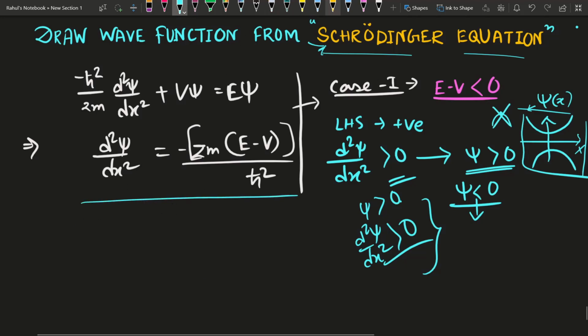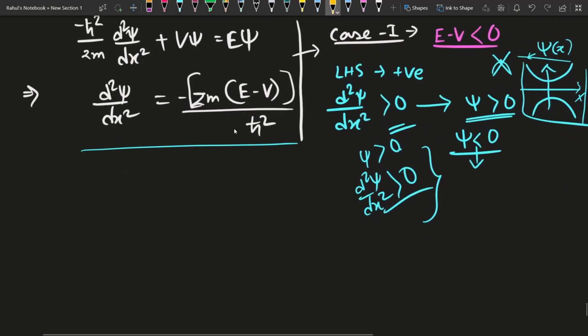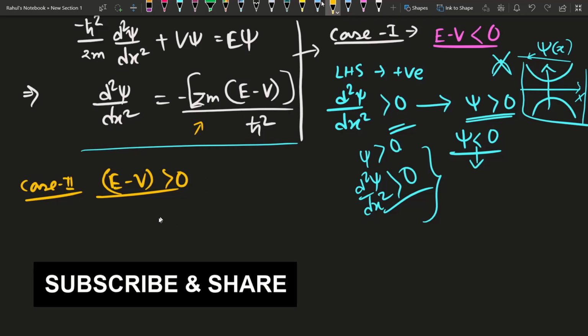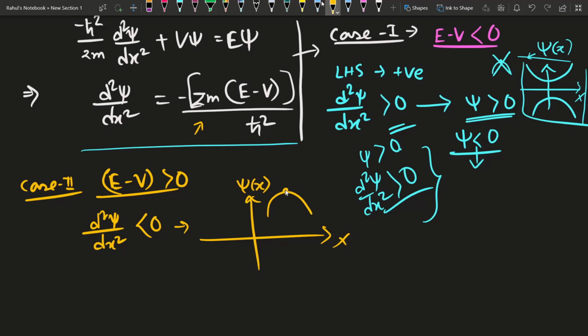Now let us discuss case number 2. What will happen when E minus V is greater than 0? In case 2, when E minus V is greater than 0, this total quantity is negative, then d2 psi over dx square is less than 0. That means in the region where psi is greater than 0, there will be a maxima. The wave function will be like this.